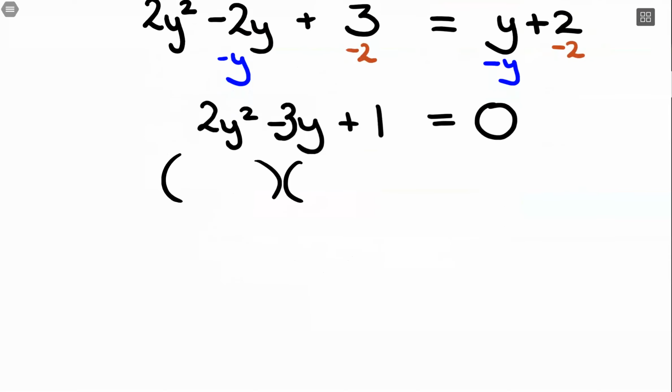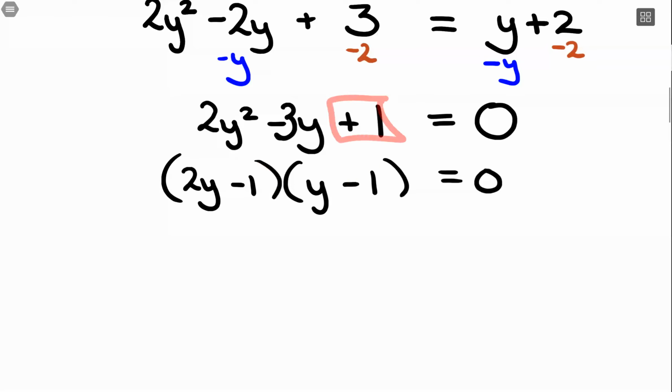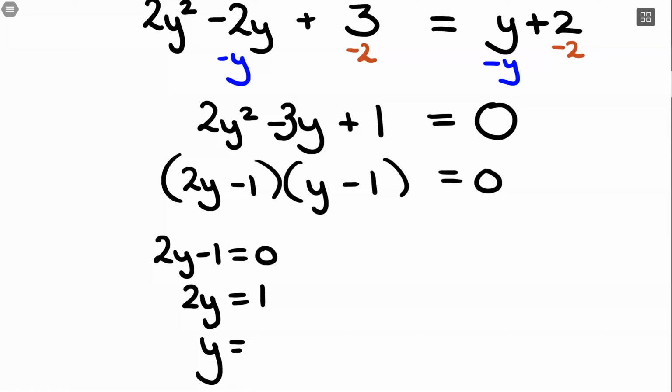Then we factor. So we'll have a 2y minus 1 and y minus 1 in the factored form. You can double check this. Negative 1 times negative 1 will give us the positive 1. We'll have a negative 2 minus 1 to get the negative 3. So then we'll split it up. 2y minus 1 equals 0, 2y equals 1, y equals 1/2. And for y minus 1 equals 0, add 1 to both sides, and y equals 1. So we end up with these two solutions.